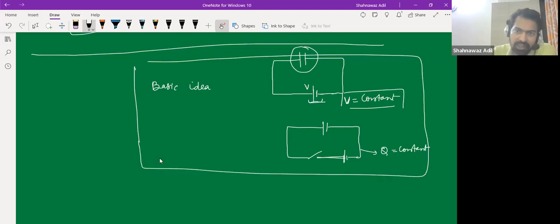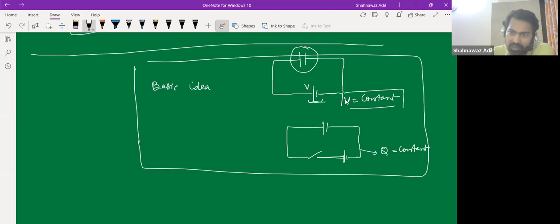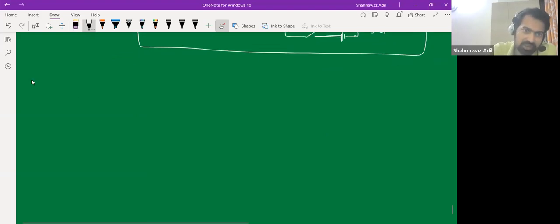Is this part clear, guys? Yes, sir. Okay, so whenever the circuit is connected, voltage is constant. Whenever the circuit is disconnected, charge is constant. On the basis of this, we have three scenarios. The first case is: no dielectric and the battery is connected.